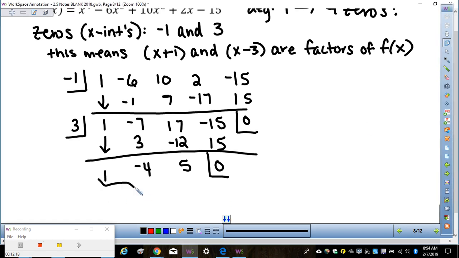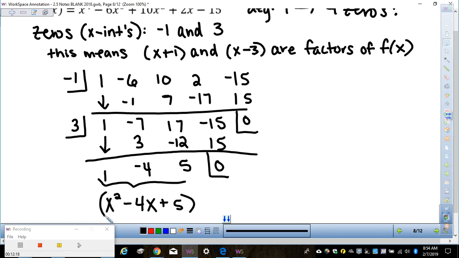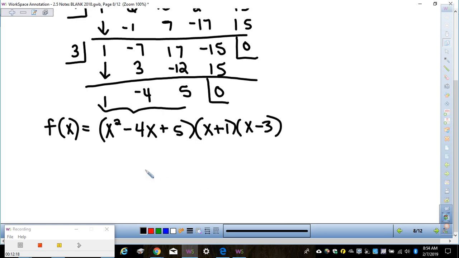Okay, so now we can take this result. This now represents something that's quadratic. So we've got 1x squared minus 4x plus 5. And what we can say here is that our original polynomial can be written as a product of factors x plus 1 and x minus 3, based on the x-intercepts that we saw, multiplied by the result of the division. If we were to multiply it all out, we should end up with the same thing that we started with. So our synthetic division here helped us to get this polynomial factored.